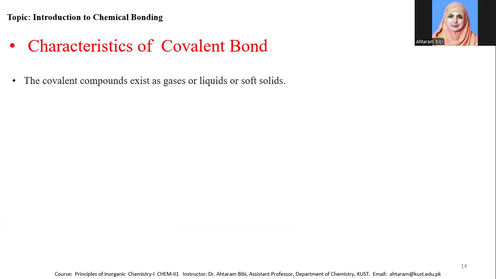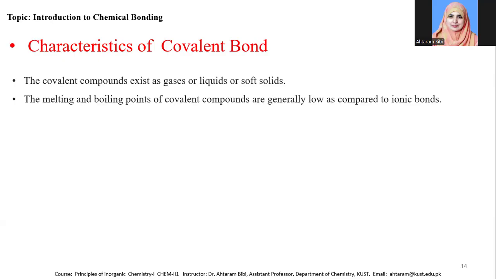Now, the characteristics of covalent bonds. Covalent compounds exist as gases, liquids, or soft solids. We see that ionic compounds are generally present in the solid form, and they are hard and have a high melting point. But covalent compounds have variety. They can exist in gaseous form, in liquid form, or maybe in soft solid form. The melting and boiling points of covalent compounds are generally low compared to ionic compounds because they are soft solids, liquids, or gases. Therefore, they have low boiling and melting points compared to ionic compounds.